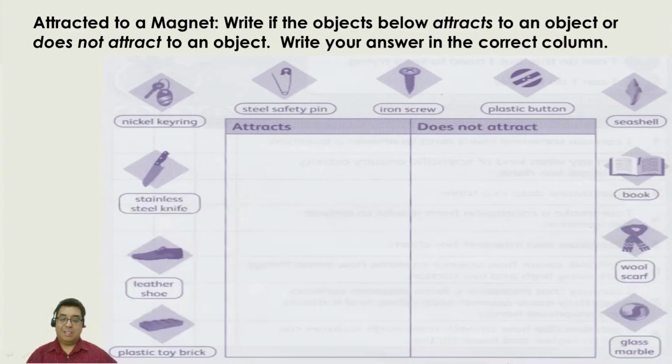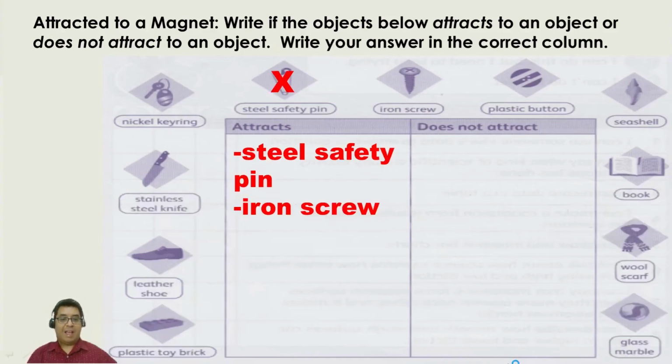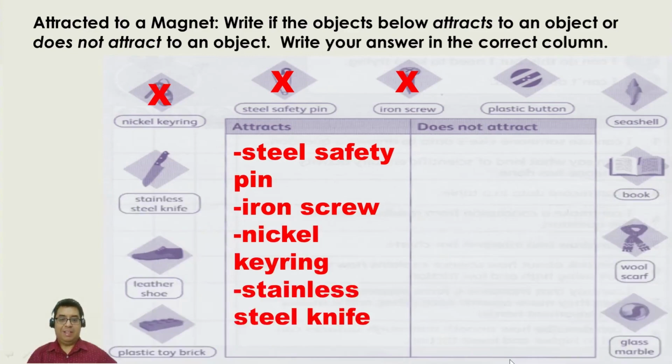Okay, let's see what attracts items here. They don't have to be in any specific order. You just need to have the answers in the correct place, such as steel safety pin, iron screw, nickel key ring, stainless steel knife. Now, these are items that would attract themselves to a magnet.